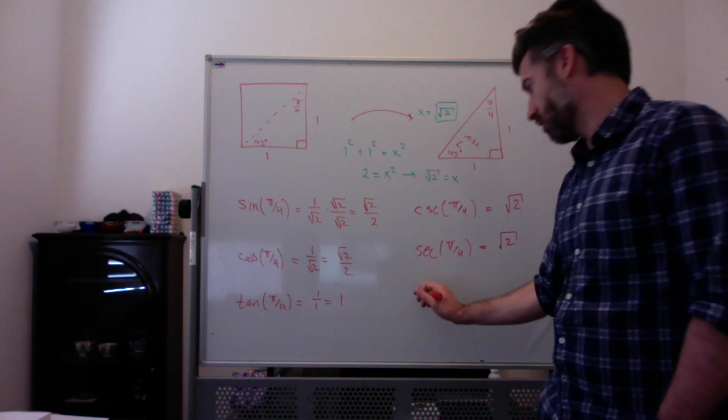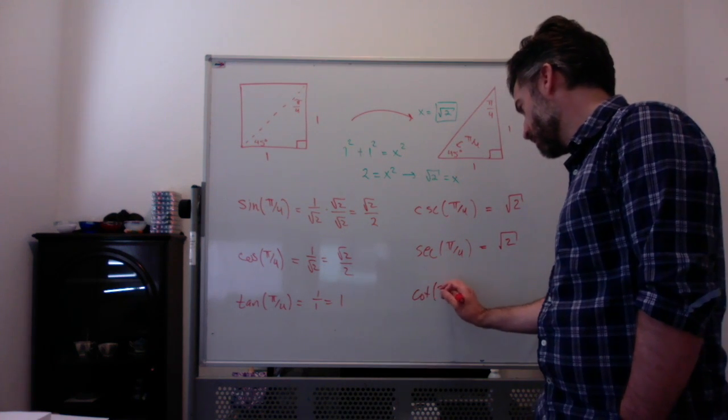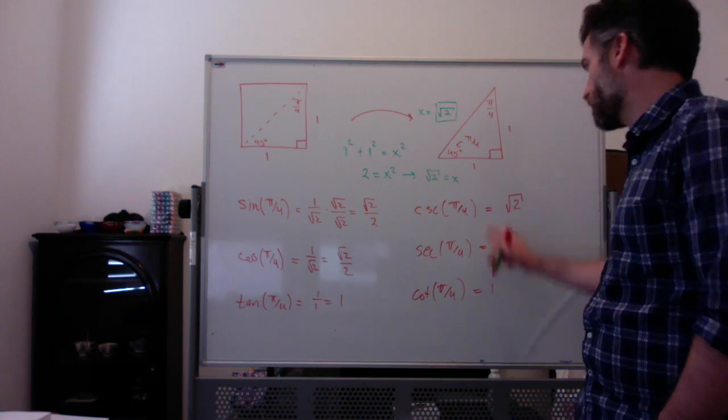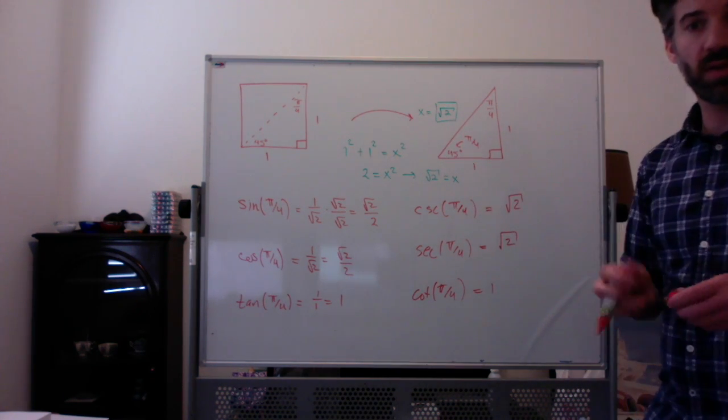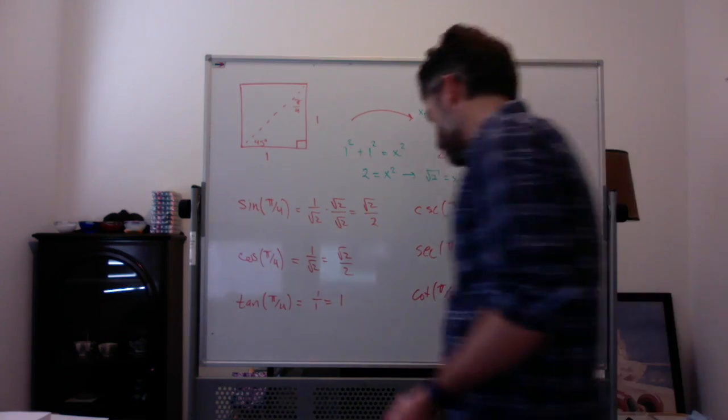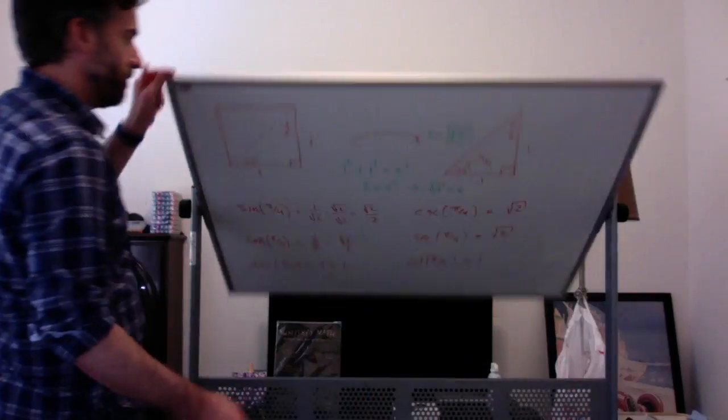And finally, cotangent of pi over 4 is going to be the reciprocal of tangent. 1 over 1 is still just 1. Or it's adjacent over opposite. So those are the trig functions of pi over 4 radians, which is the same as 45 degrees. Go to the other side.